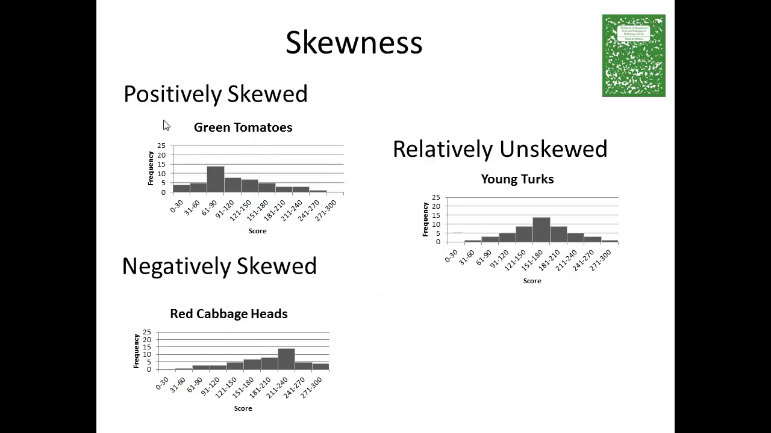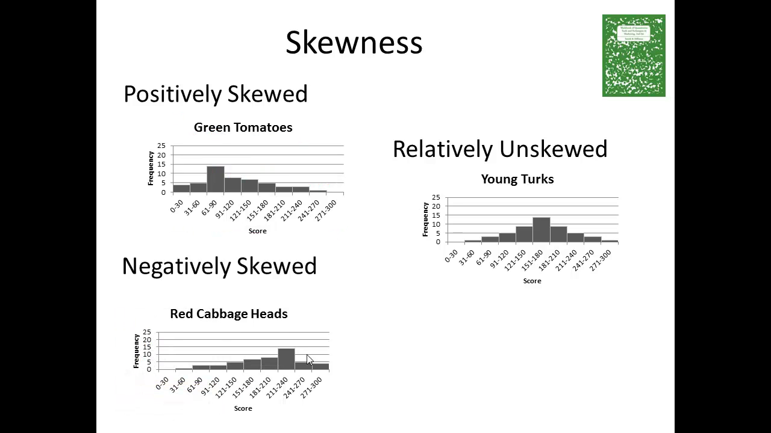So, with positively skewed data, you get a long tail to the positive side of the most frequent response, and it means your average response, x bar, will also be positively displaced in relationship with the true central tendency of the data. And that's the green tomatoes bowling score.